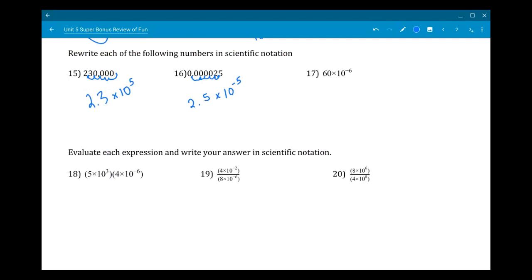Number 17, it's a little bit weird. It looks like it's in scientific notation, but it's not, because that first number has to be between 1 and 10. So instead of writing it as 60, I'm going to write it as 6.0. And then what you have to realize is this. I want to now adjust my number to make sure that I haven't changed anything. I don't want to change the value of that number. I'm trying to make sure it stays the same value. So I made that 60 go down. I need to make my exponent go up to balance that out. So I'm going to make that a -5.